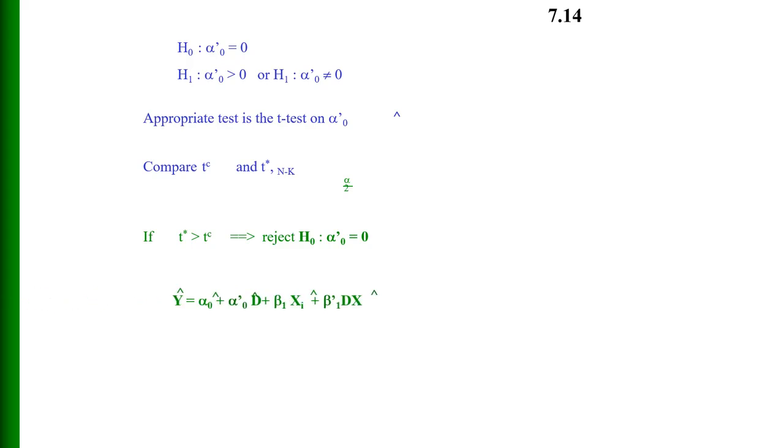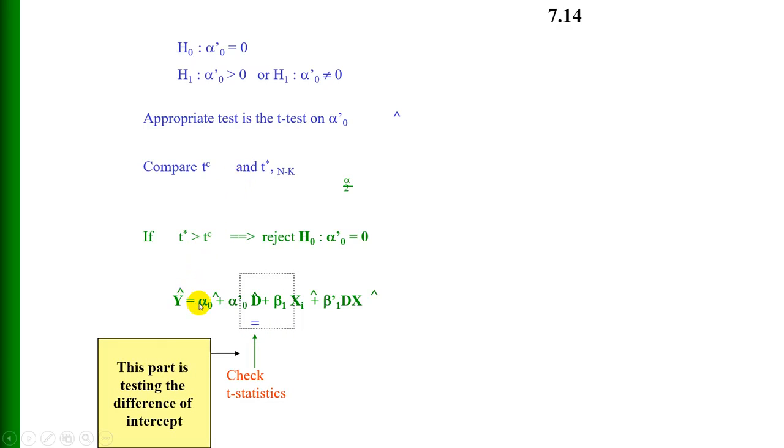The null hypothesis is alpha naught prime is equal to 0. The alternative is alpha naught prime is either greater than 0 or not equal to 0. So the appropriate test is the t-test on alpha naught prime hat, and we will compare t computed with t tabulated. If t computed is greater than t tabulated, then we will reject H naught, and we will conclude that alpha naught prime hat is not equal to 0.